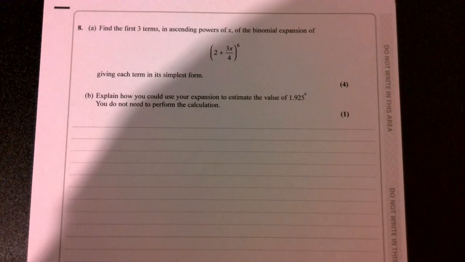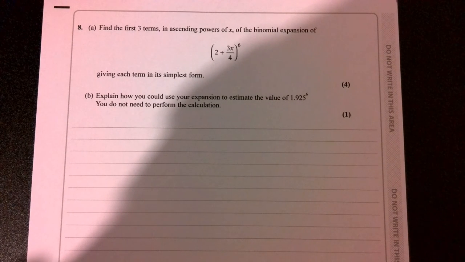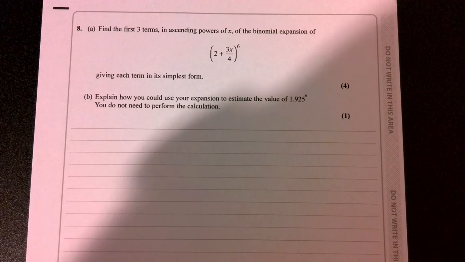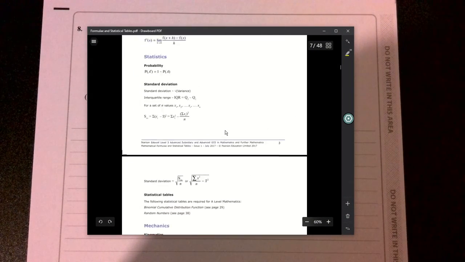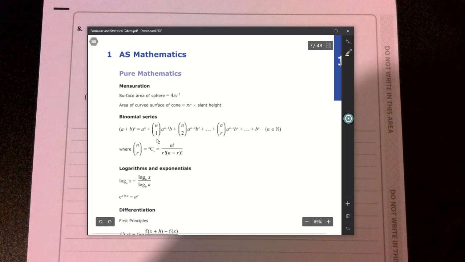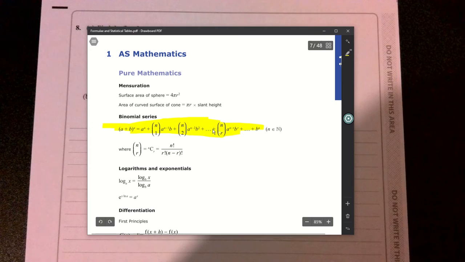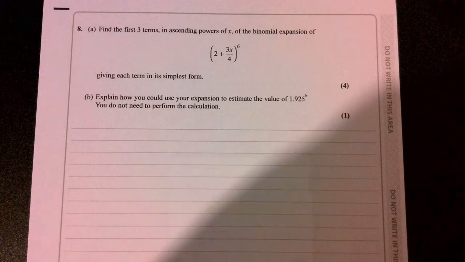Question 8. We have to find the first 3 terms in ascending powers of x of the binomial expansion of (2 plus 3x over 4) to the power of 6. So to do this question, if we go to our formula book and scroll down underneath the binomial series, we've got the equation for a binomial series.